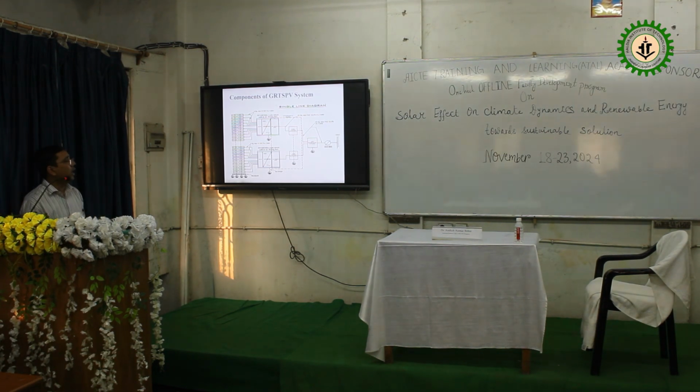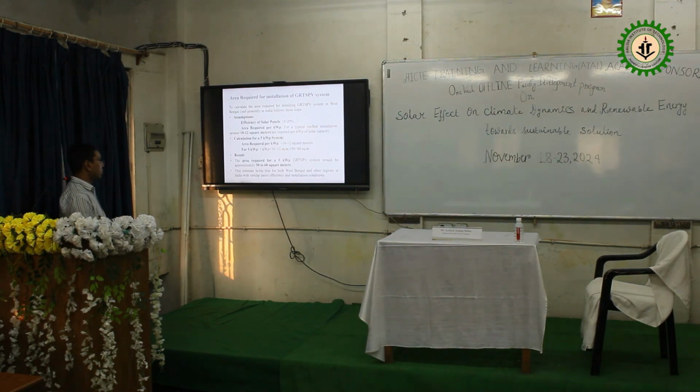You may think about how we calculate the area and the rating, so there are some parameters I will discuss with you. The area required for installation of grid connected rooftop solar: just assume the efficiency, since solar panel efficiency as well as rating will always be there in the solar panels.